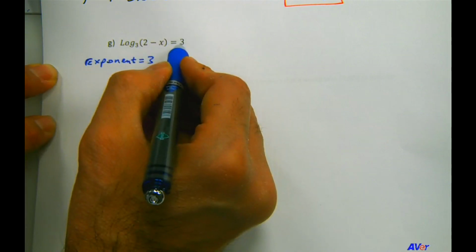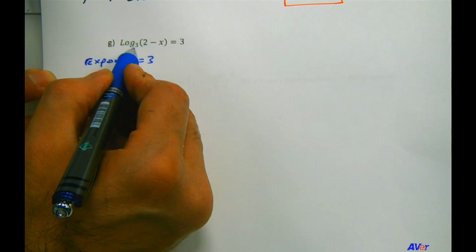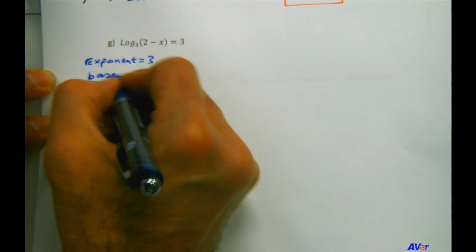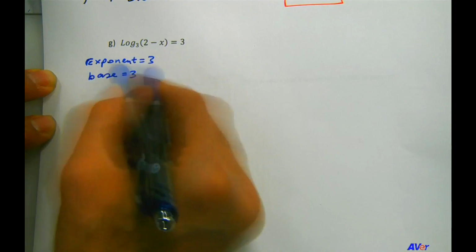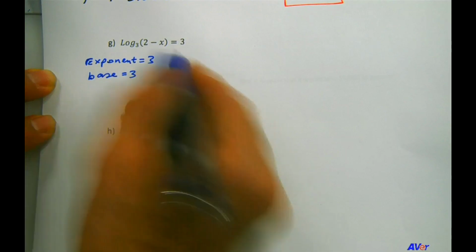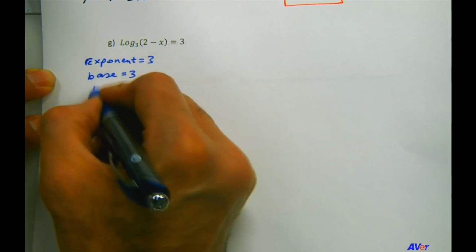If that's the exponent, what is the base? The base is written right here. The base of the log function. So if that's the exponent, this is the base, what is the result? The result is 2 minus x.